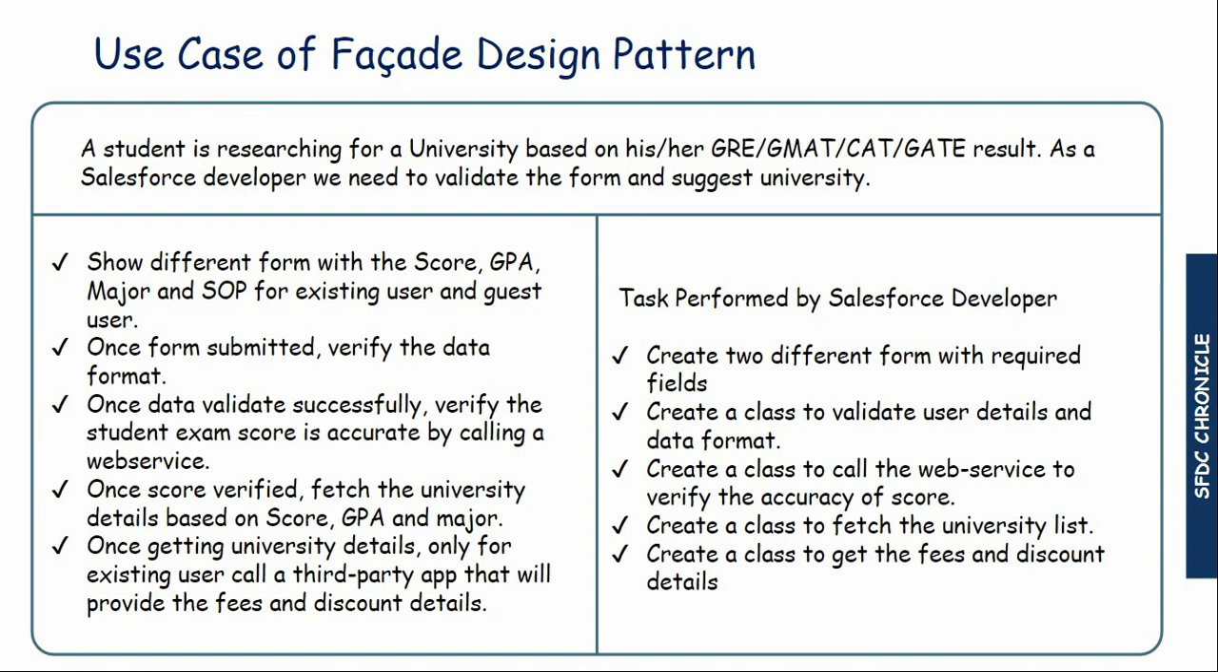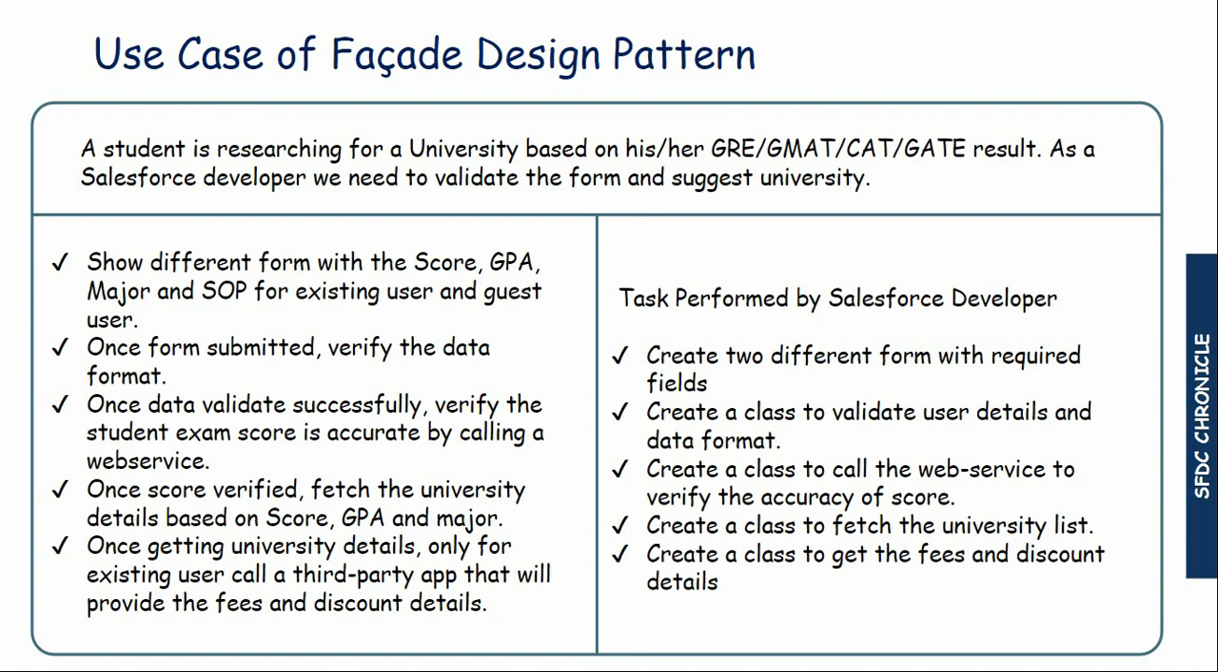There is a use case where a student is doing research for a university based on his or her GRE, GMAT, GATE or CAT result. As a Salesforce developer, we want to make the student's life easier by providing the university list. How can we do that? So what is the requirement? First, let's understand that.